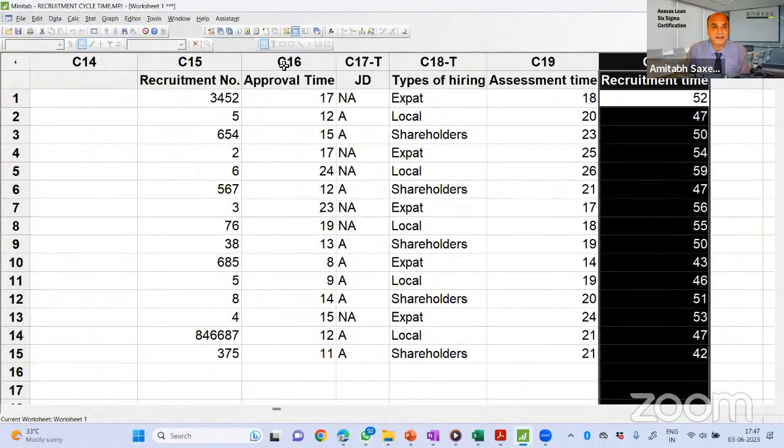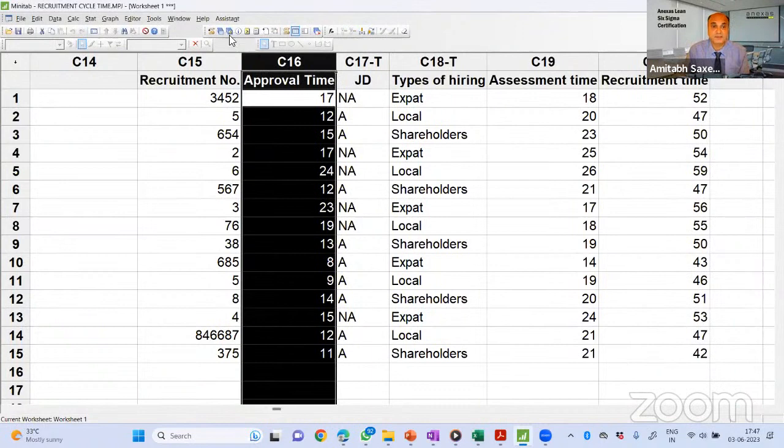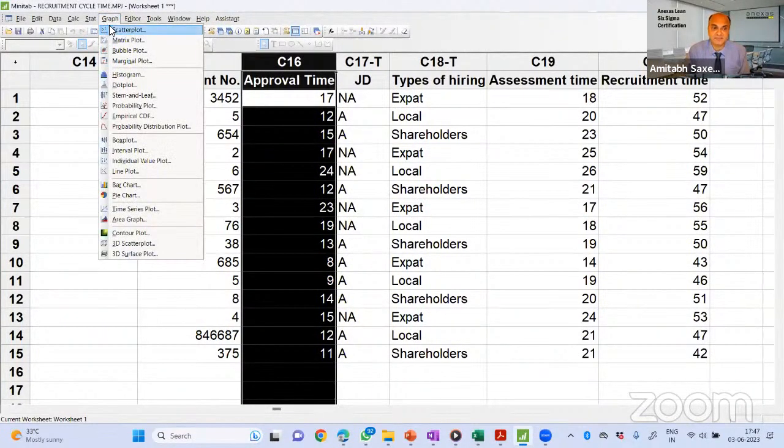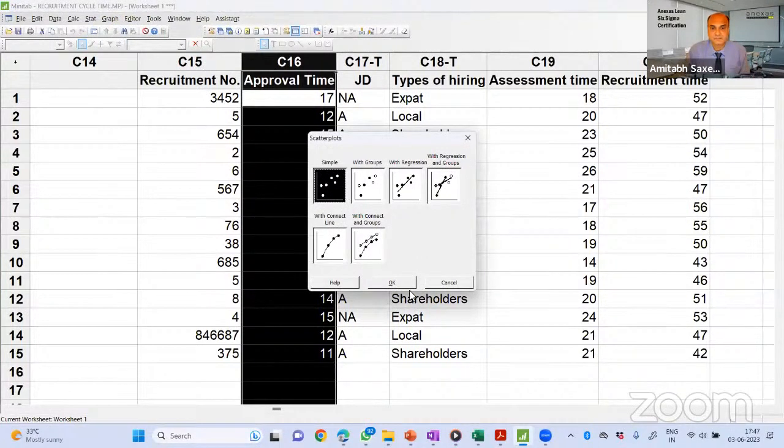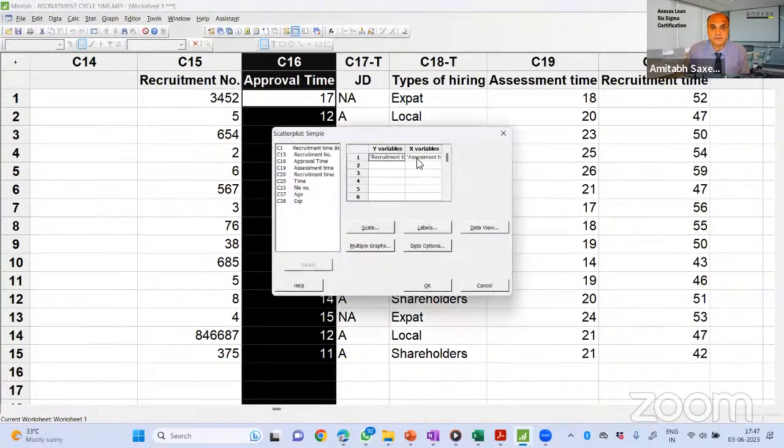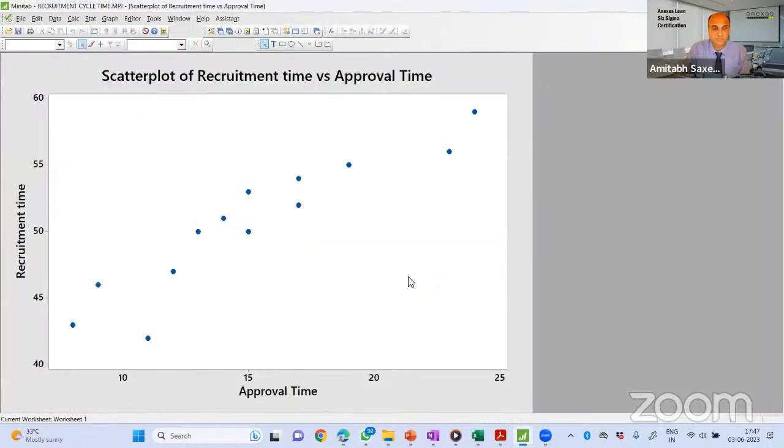Recruitment time and, let us say, approval time. Both are continuous data, so I will use a scatter plot. Let us see the scatter plot of recruitment time and approval time. Yes, it appears that they are related. There's a positive relation. As the approval time increases, the recruitment time also increases.